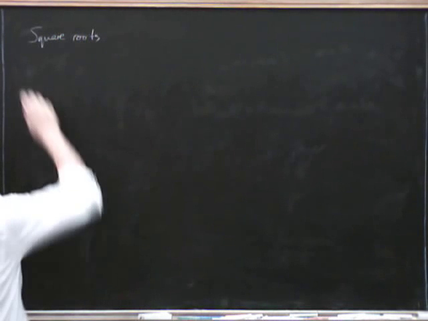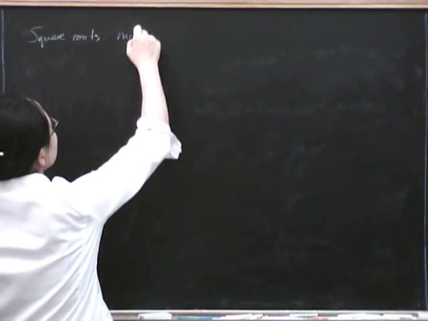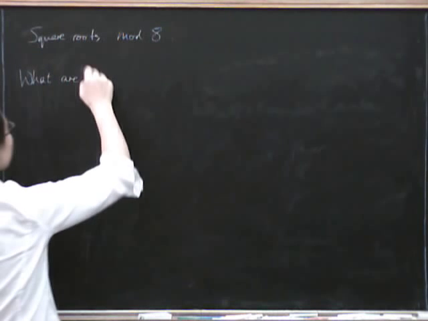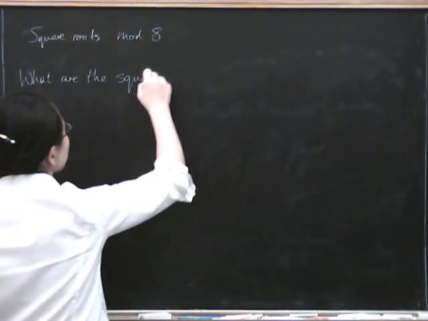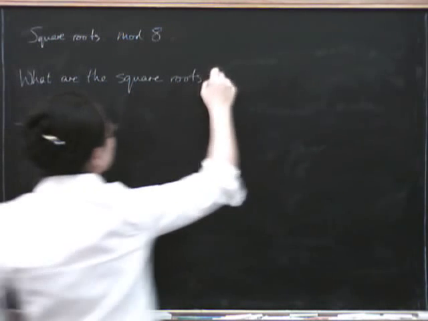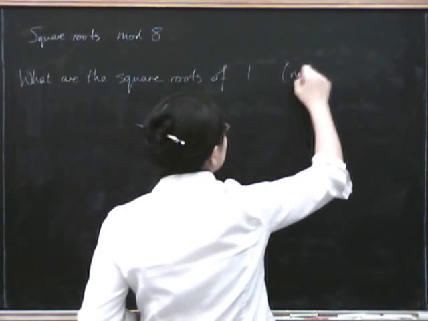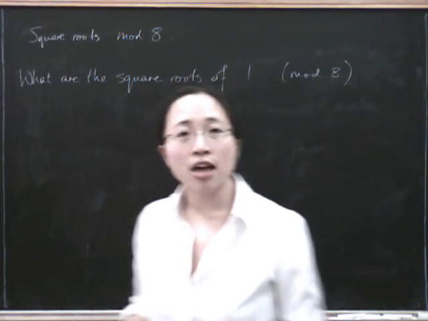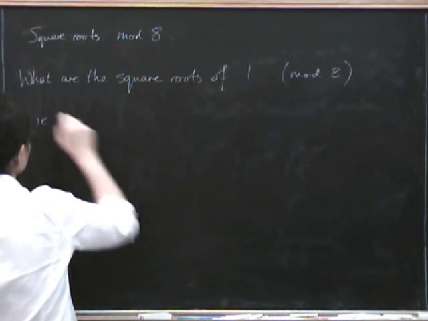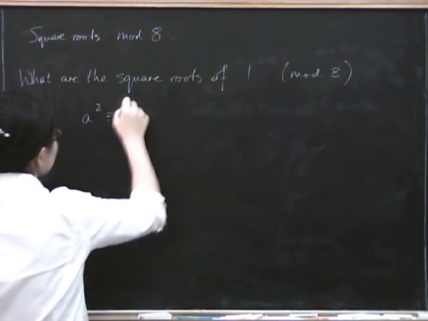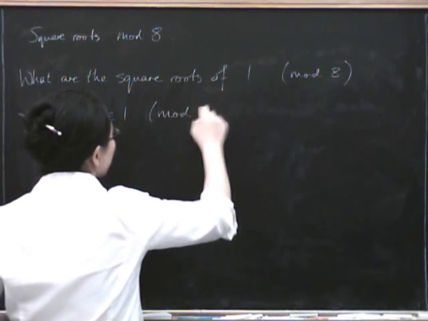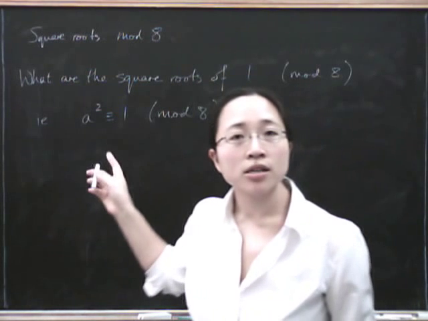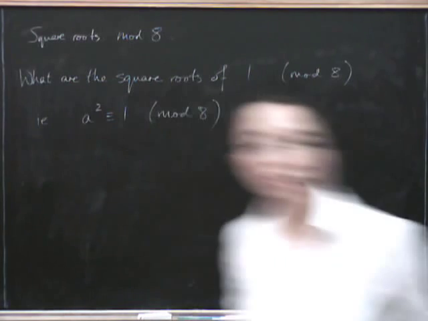Let's do it mod 8. So here's a question, what are the square roots of 1 if you're doing modular arithmetic? So that means that you have to find any numbers a, i.e. we're trying to solve a squared is congruent to 1 mod 8. See if you can have a think about that. All you have to do is try every number up to 8 and see what happens. So have a go at that.